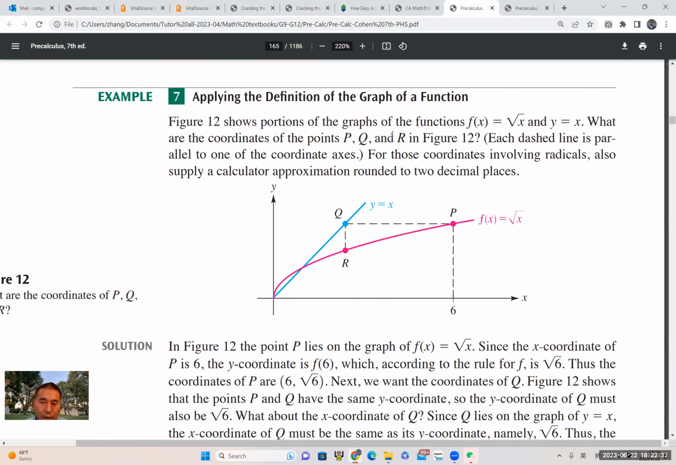Definition of graph. Here I suppose it means what graph means. If we call this, for example, this is purple? No, I don't know what color this is, pink or purple, right? If we call this the graph of this function, x square root, then suppose each ordered pair satisfies this equation, they are on this graph. And each point on this graph satisfies this equation, right?